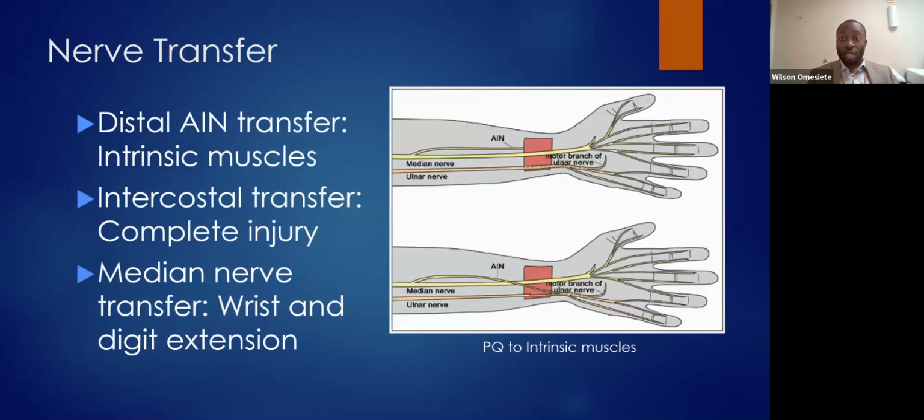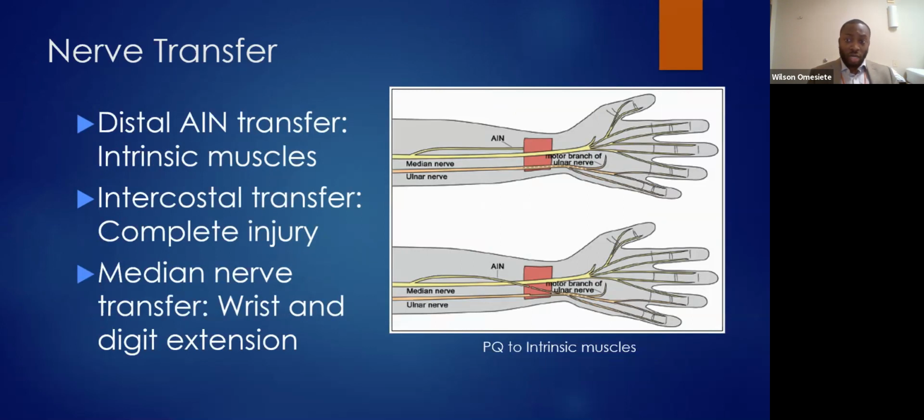Distally in the hand, pinch and grip strength lost in rare low brachial palsies can be improved with harvest of AIN distally, which sacrifices PQ function to reinnervate the intrinsics. This is similar to the technique that's used in supercharging and babysitter procedures for ulnar palsies.